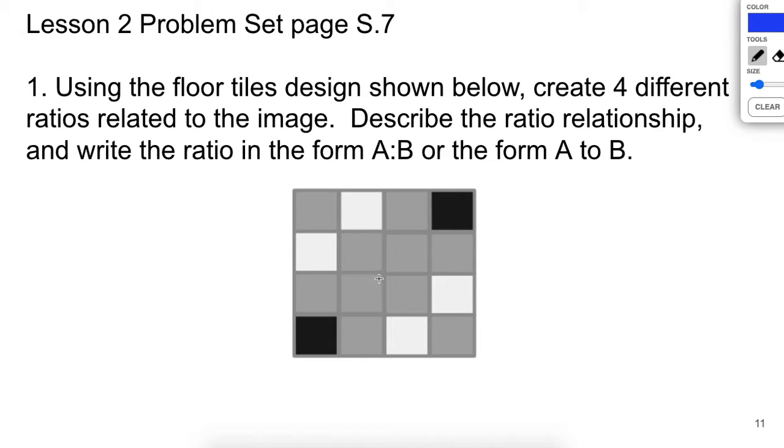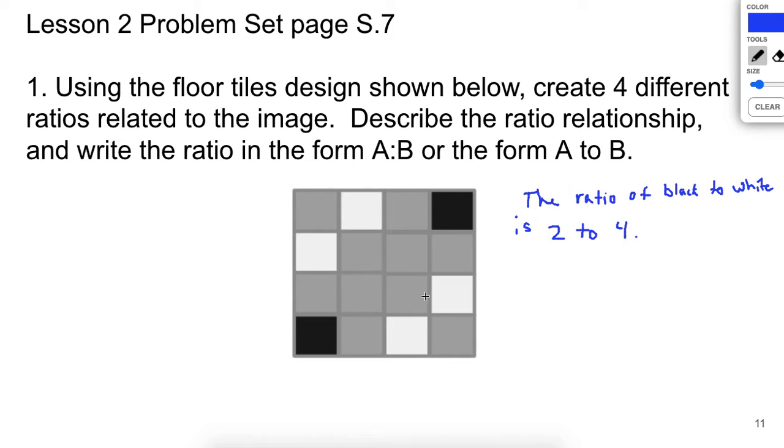You could say black to white would be 2 to 4, and you need to make sure you explain that the ratio of black to white is 2 to 4. And you can do anything like that. Make sure you explain and then give the ratio.